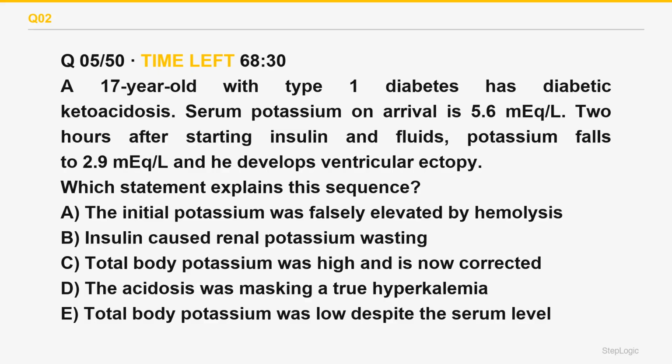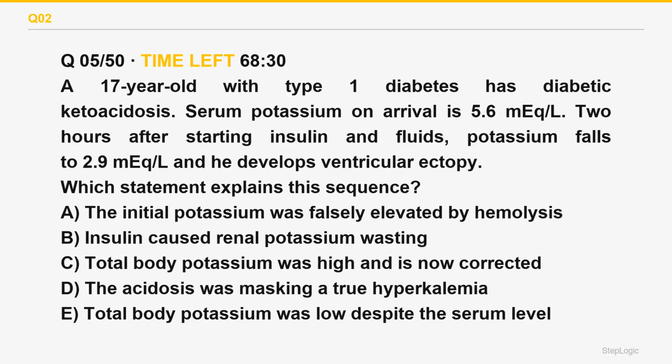A 17-year-old with type 1 diabetes has diabetic ketoacidosis. Serum potassium on arrival is 5.6 milliequivalents per liter. 2 hours after starting insulin and fluids, potassium falls to 2.9 milliequivalents per liter, and he develops ventricular ectopy. Read the command. What explains the sequence?